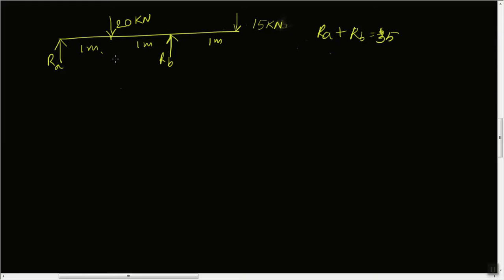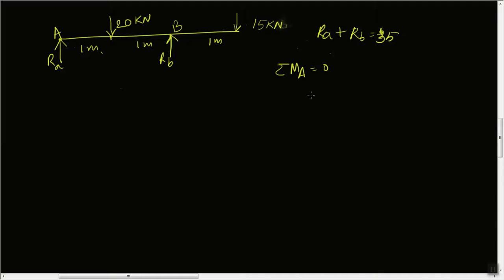And to get one more equation, let us take the moments about this point. Let us call this point A and this point B, and if we take the moment about point A, which must be equal to 0, this 15 is causing clockwise movement about this point, MA, right?